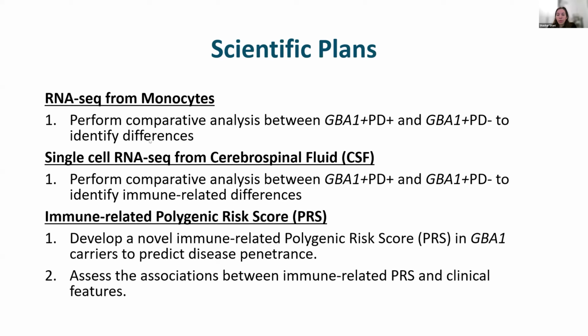Finally, we aim to develop a novel immune-related polygenic risk score specifically for GBA1 carriers, with the goal of predicting disease penetrance and association with clinical features. As time is limited today, I will focus on our progress in aim 1.